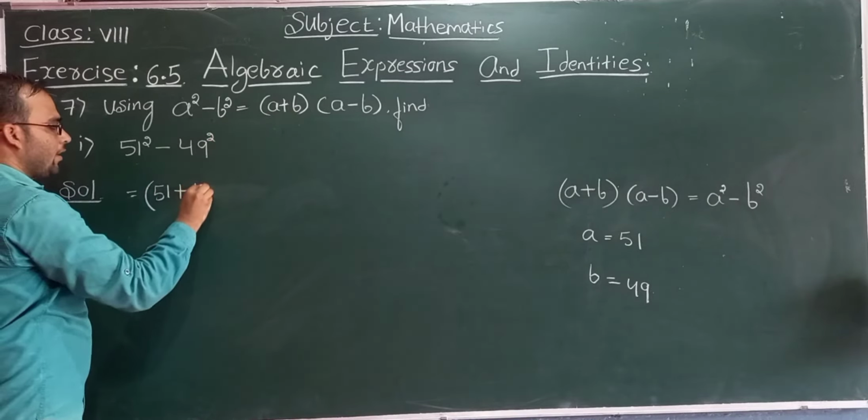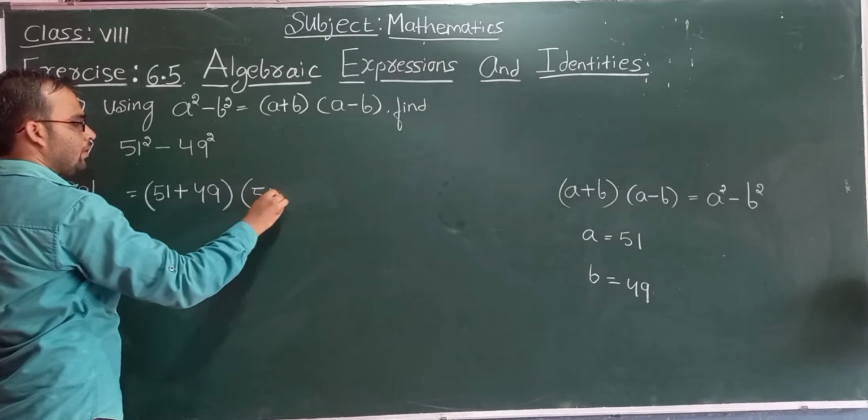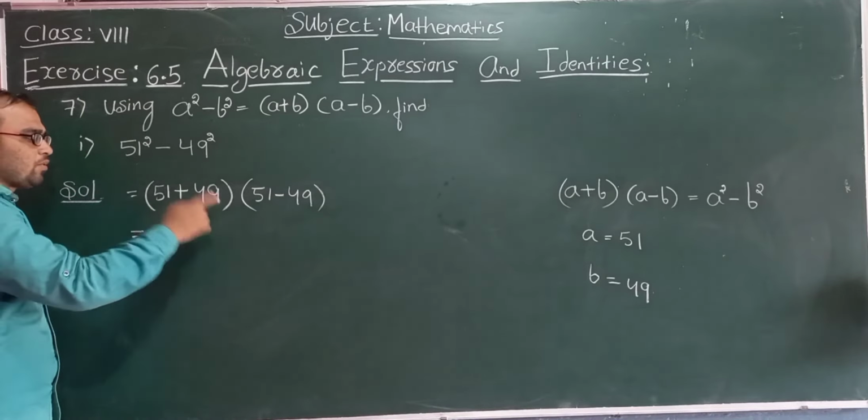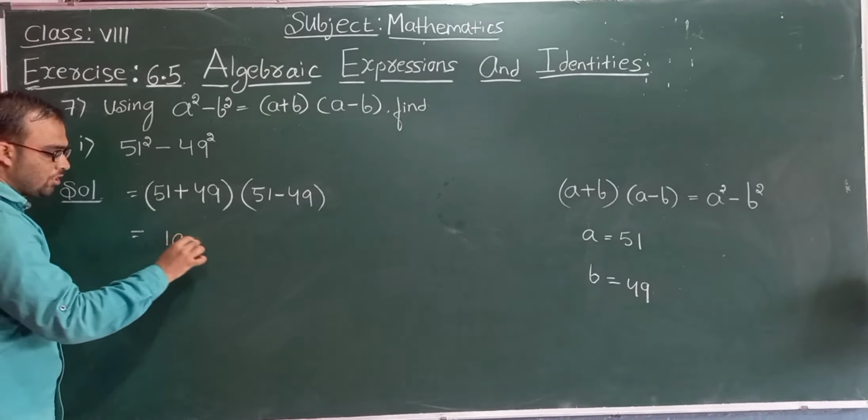Next we have to write a minus b, that is 51 minus 49. Now students, 51 plus 49 is 100, into, bracket means into, 51 minus 49, which is 2. So 100 into 2 is 200. Just look here, students. If we go on solving this directly, it is difficult. But if we convert this into the form a plus b into a minus b, then it is very easy to find the value. So 200 will be the solution for the first problem.